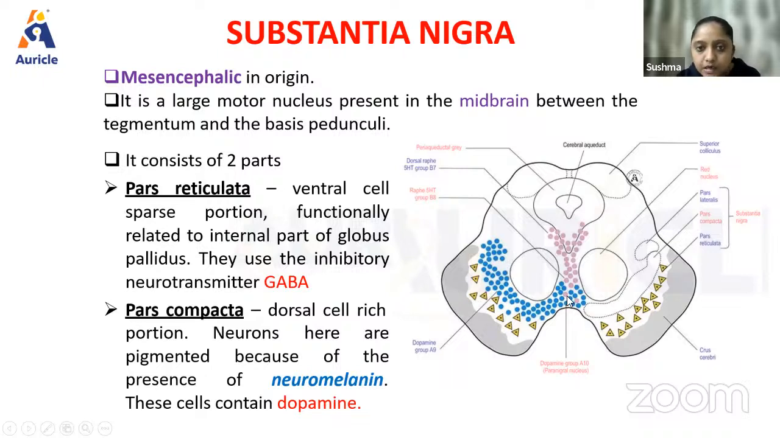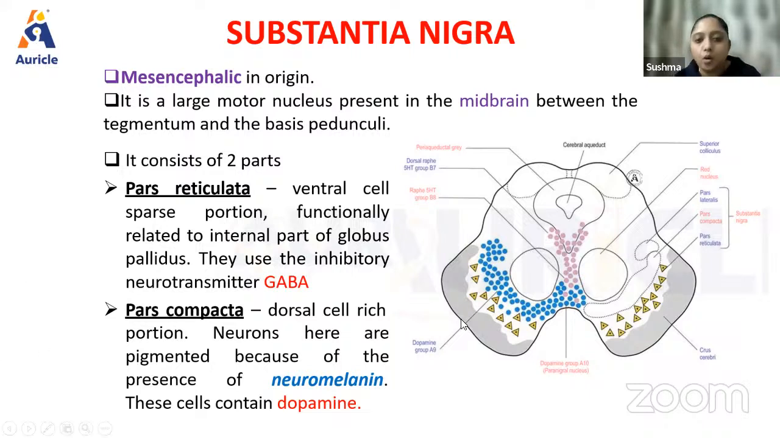Then these are the dopaminergic group of neurons that we have here. This entire structure, which has pars compacta and reticulata, is the substantia nigra, which contains the dopaminergic neurons. Whenever we don't have the dopaminergic neurons, we have a disease called Parkinson's. Now, what is pars reticulata? Pars reticulata is the ventral portion. Functionally, it is related to the internal part of globus pallidus. They use an inhibitory neurotransmitter, which is GABA. Once you do the direct and indirect pathway, having listened to this class, go back and read up basal ganglia even in physiology, so you have a completion.